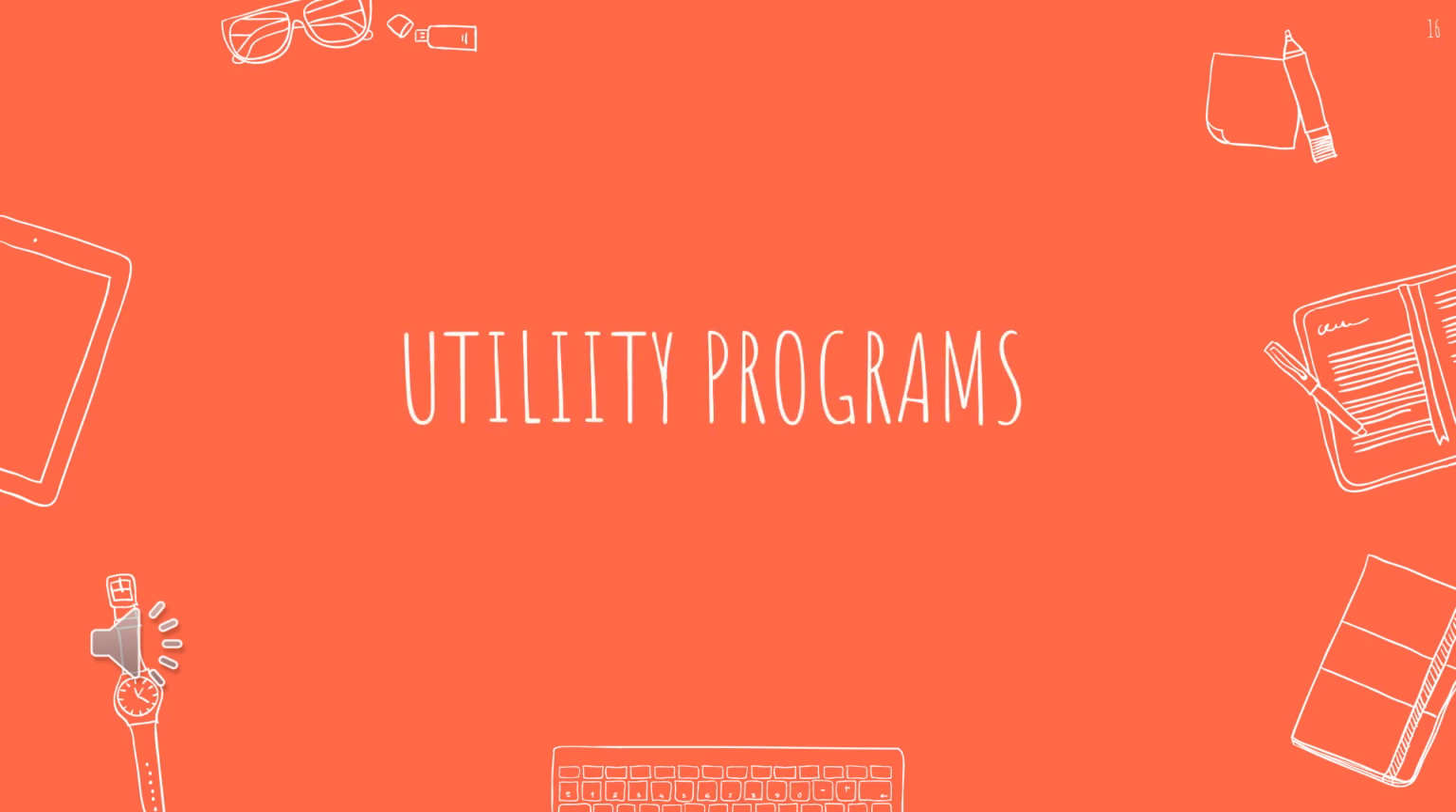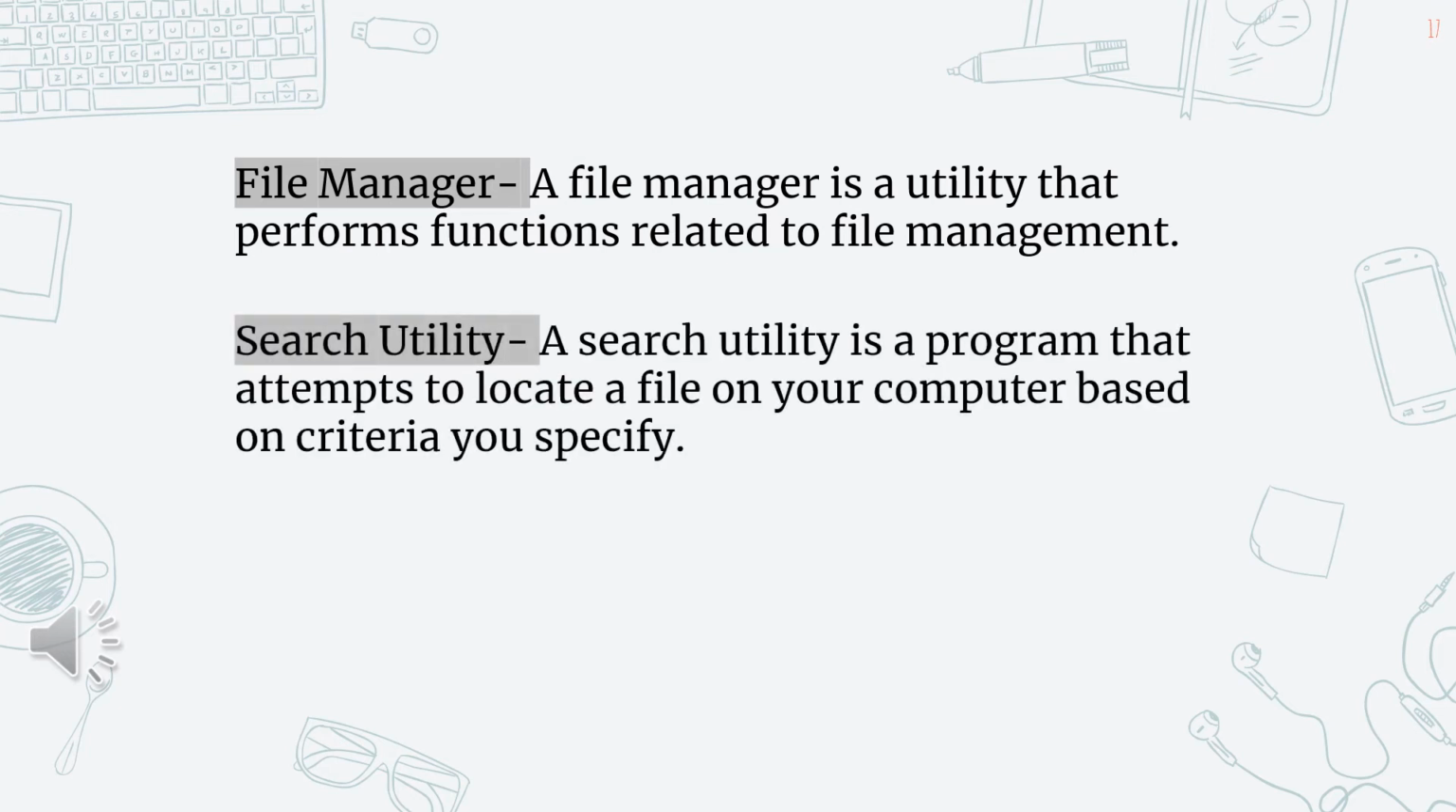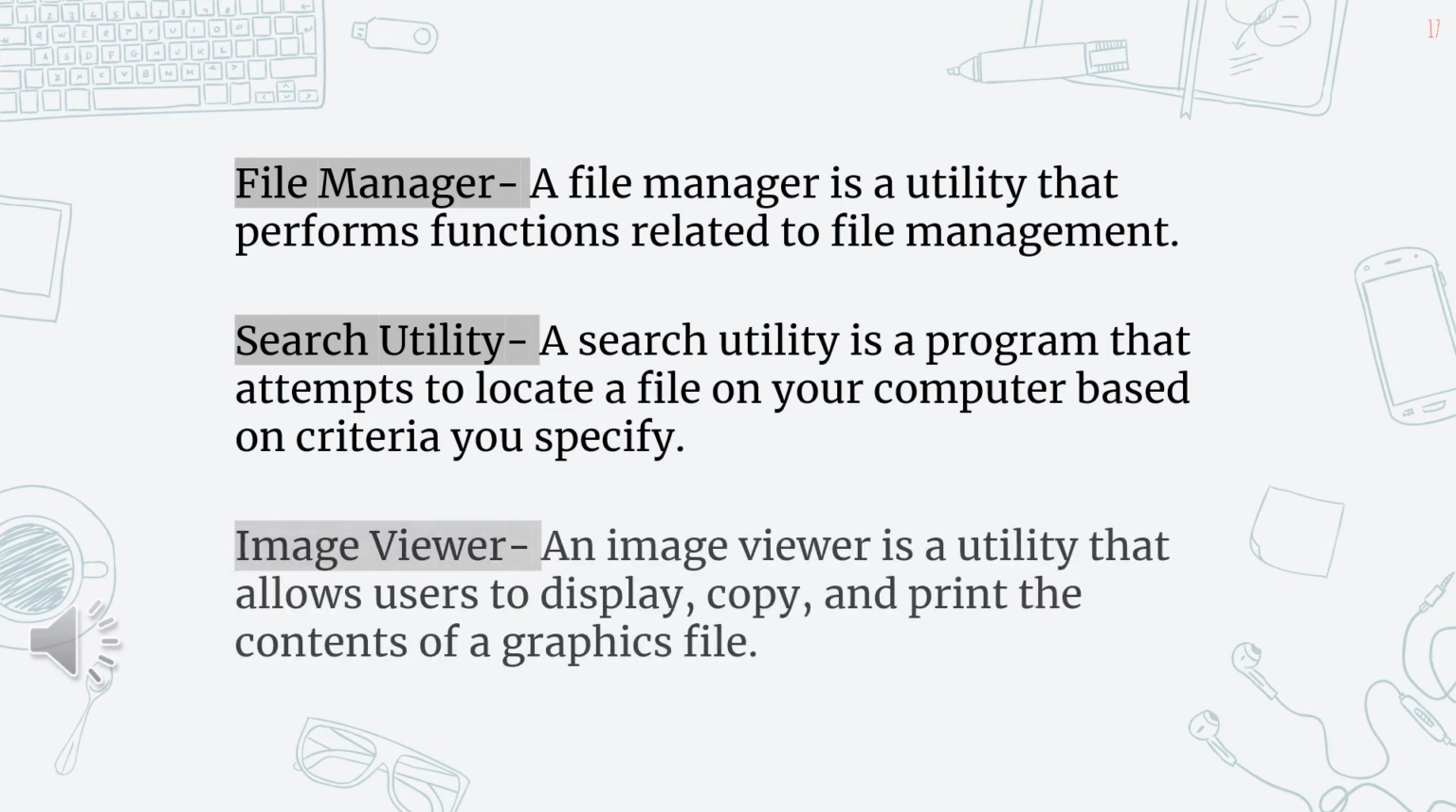Utility programs and their purposes. File Manager. A file manager is a utility that performs functions related to file management. Search Utility. A search utility is a program that attempts to locate a file on your computer based on criteria you specify. Image Viewer. An image viewer is a utility that allows users to display, copy, and print the contents of a graphic file.